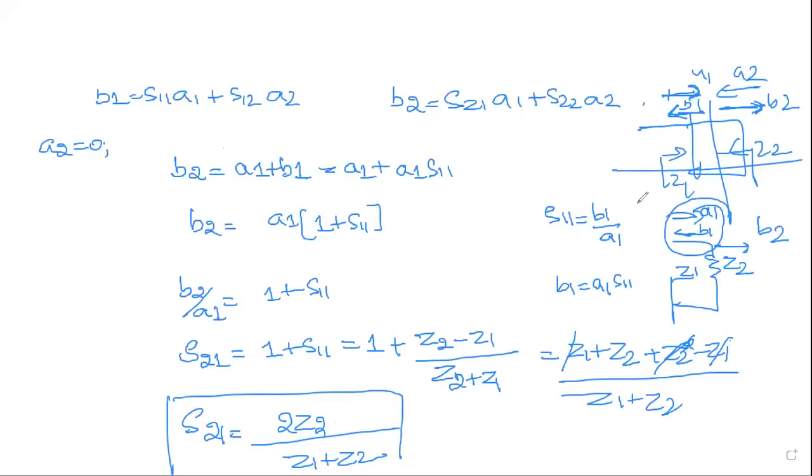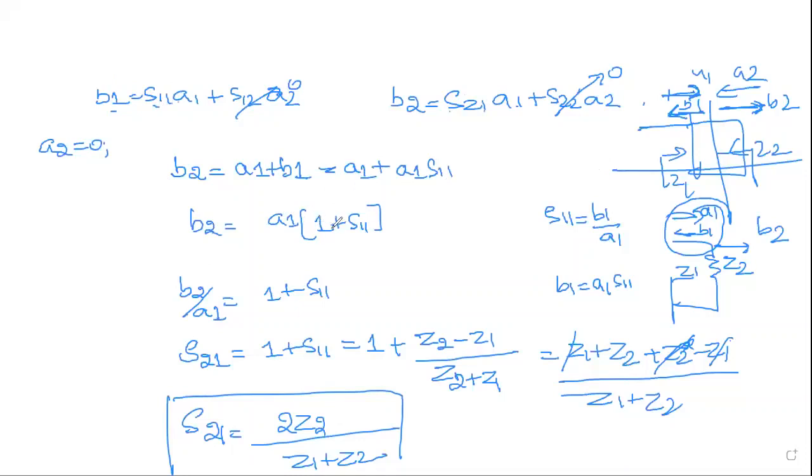Write the equation for B2 based on this, A1 plus B1. So A1 plus, you can write B1 as A1 S11. Or if you still have confusion, I can give you one more solution to this equation. You can say A2 goes to 0. Here also A2 goes to 0. So you will be left with B2, which is equal to S21 A1. Again, your B1 is equal to S11 A1. So you have to find out the value of S21. So just replace it with A1 plus A1 S11.